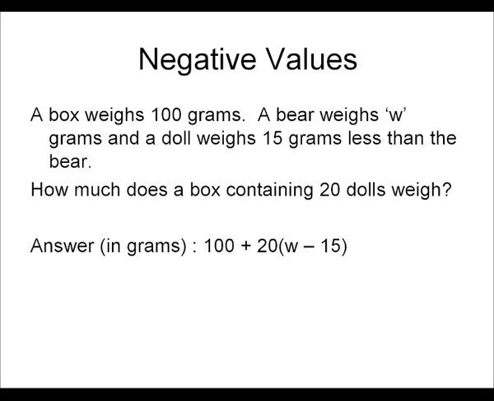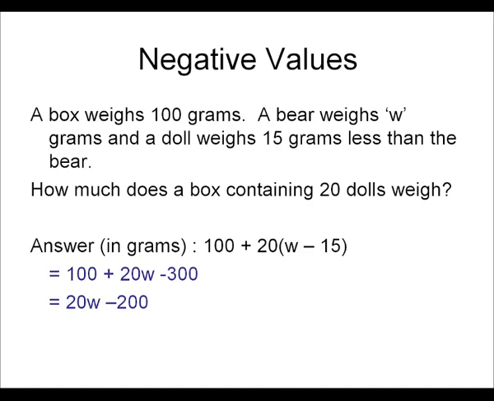We're also going to be adding the weight of the box, which is 100 grams. So on a single line, we write down 100 plus 20 times the expression for the weight of a doll. That gives us 100 plus 20W minus 300. So our final answer is going to be 20W minus 200, which is the weight of a box containing the dolls.